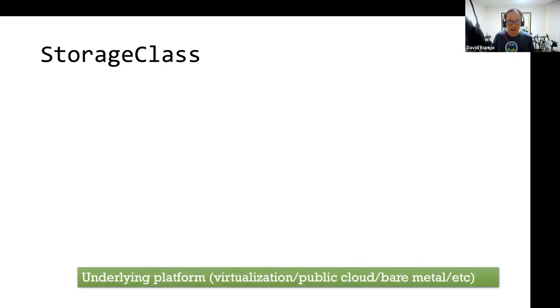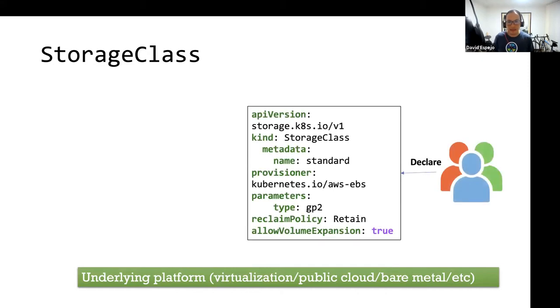So you have the underlying platform. It could be virtualization, a local cloud, public cloud, bare metal, whatever. That's not the point here. The point is that the dev or ops or DevOps team will declare different capabilities this platform is able to provide. So this is the actual skeleton of a storage class.